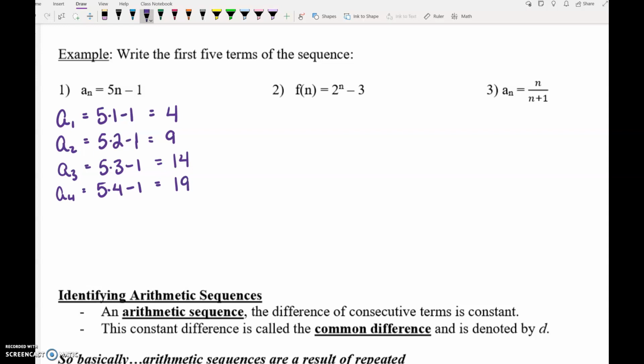Are you already picking up on what the pattern is? What's the pattern? Well, we're multiplying by 5 and subtracting 1, but if you start with 4, how would you get from 4 to 9? Add 5, add 5, add 5. The next one is going to be 24. So our first 5 terms of our sequence are 4, 9, 14, 19, 24. And I put the ... to indicate that this pattern would continue.